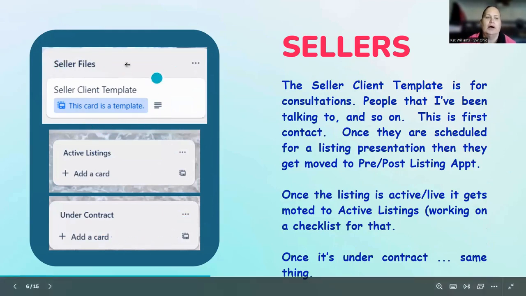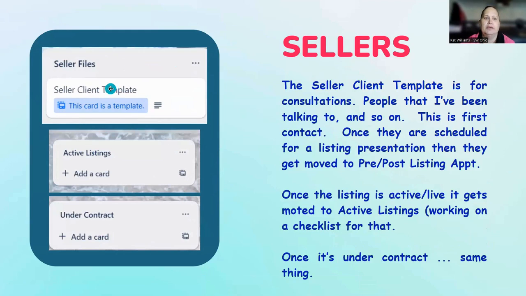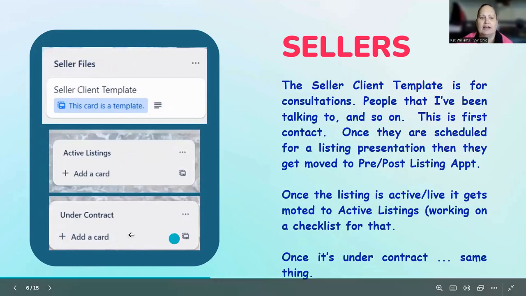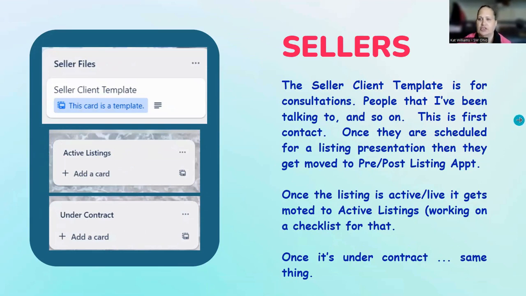And so once they go from being a prospect, they're an active listing, we're getting ready to go live in the MLS. Then they get moved to active listings. And then once we're under contract, that client card gets moved to under contract.